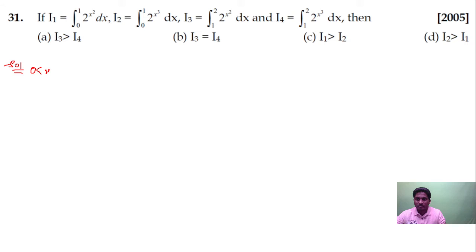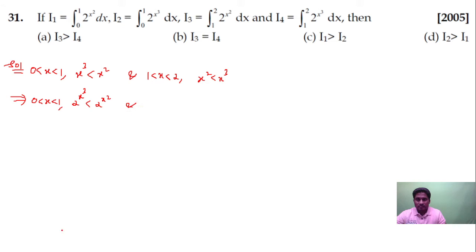If x lies between 0 and 1, x cube is less than x square. And if x lies between 1 and 2, x square is less than x cube. So this is the same as: when x lies between 0 and 1, 2 to the power x cube is less than 2 to the power x square.